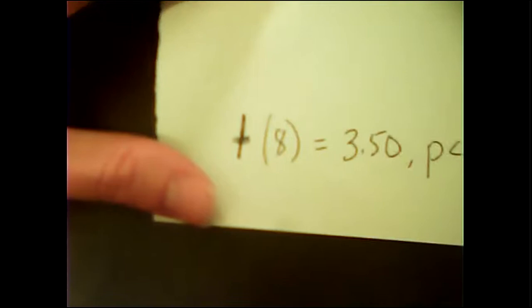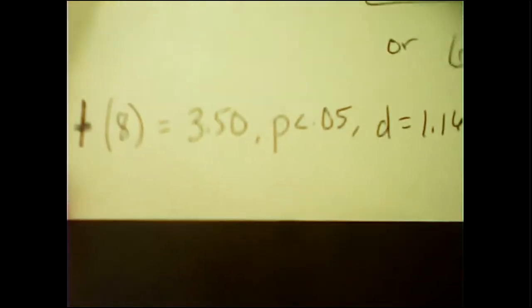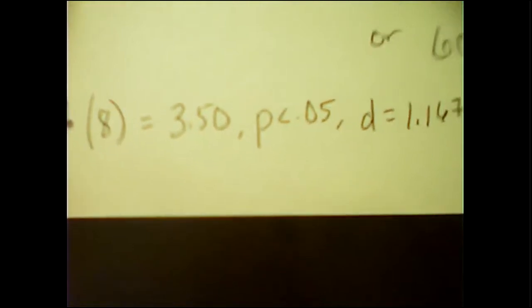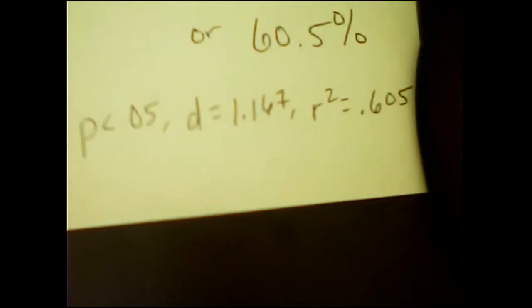A t with 8 degrees of freedom equals 3.5. Probability of an error by definition is less than 5% because we rejected the null. d is 1.167 or 1.17 if you round it, either works. R squared 0.605. That's your APA string that would go in a research report.